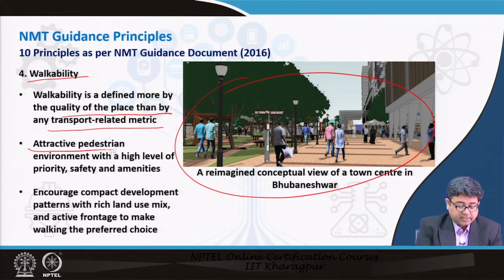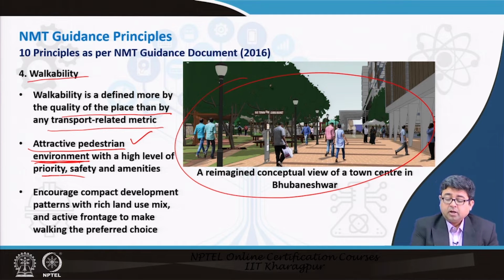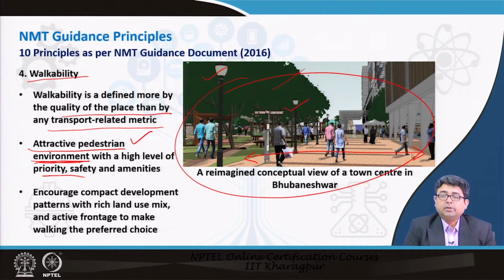So, an attractive pedestrian environment with a high level of priority, safety and amenities. You have to have the environment conducive to pedestrians. You have to have a lot of shade cover, a lot of trees. For night, you have to have a lot of lighting. The space given for people to walk has to be comfortable, so that they are not rubbing their shoulders against each other. All of these things put together is known as the walking environment. So, you have to make sure that the environment given to the pedestrians is such that it encourages people to walk.